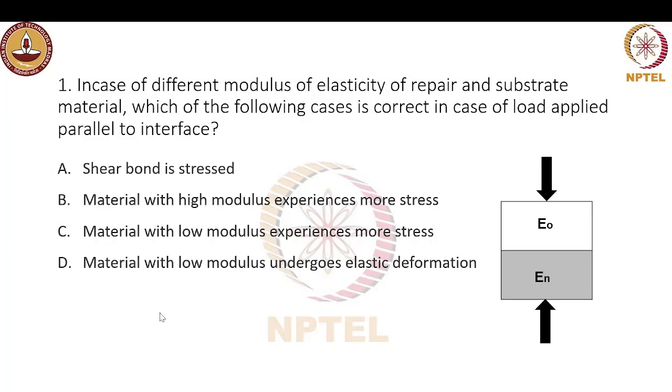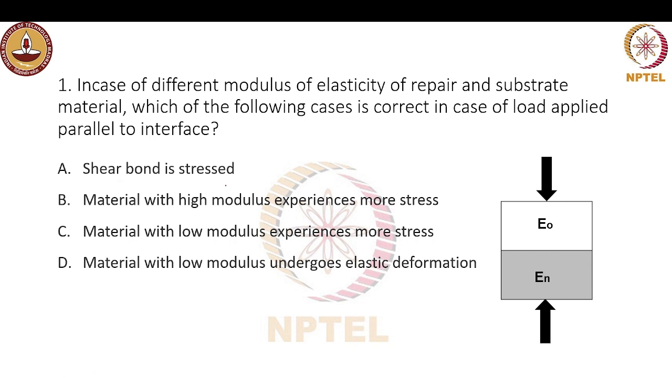In case of different modulus of elasticity of repair and substrate material, which of the following cases is correct in case of load applied parallel to the interface? So E_o is the modulus of elasticity of old material, and E_n is the modulus of elasticity of new material. So the load is applied in the parallel direction. So what do you think is the correct option?